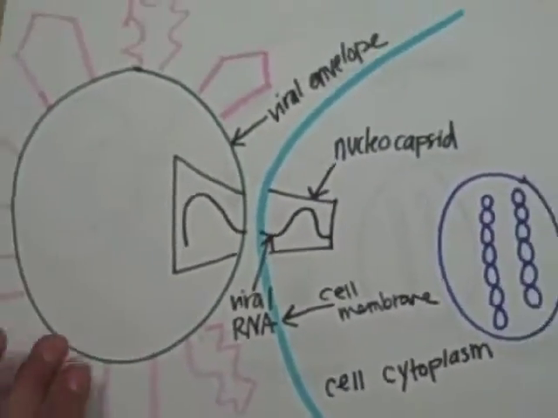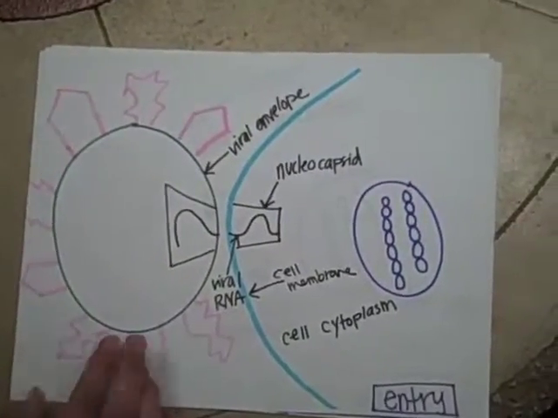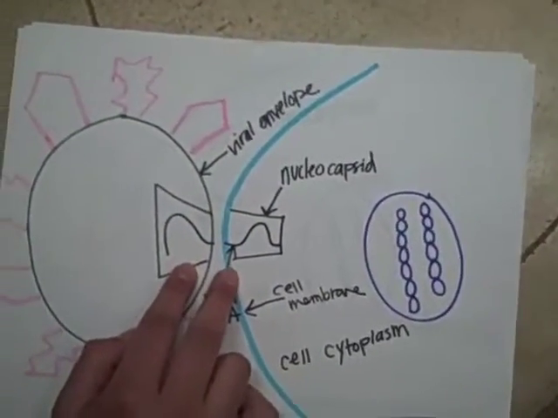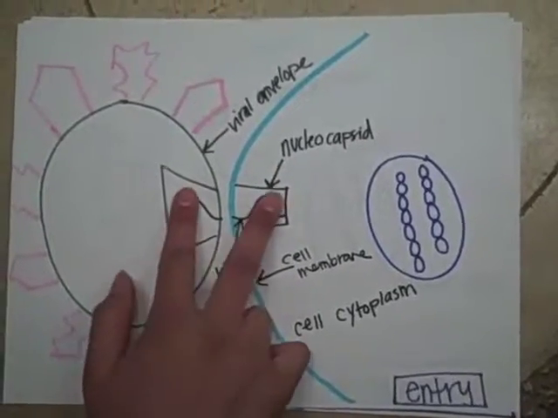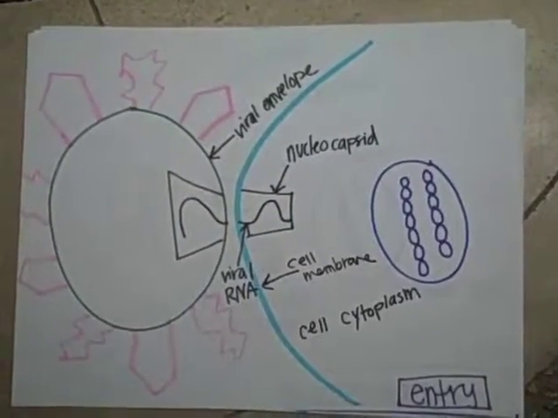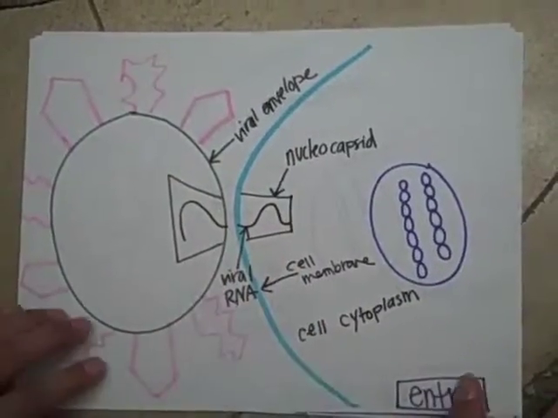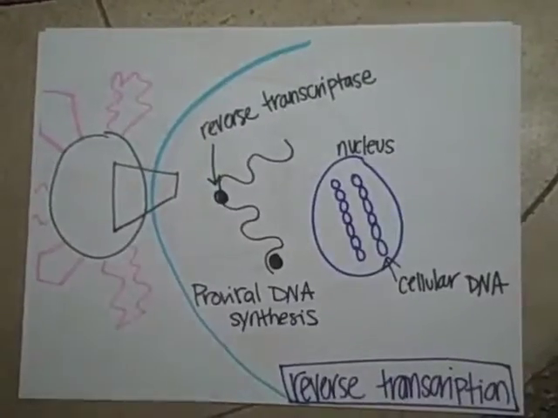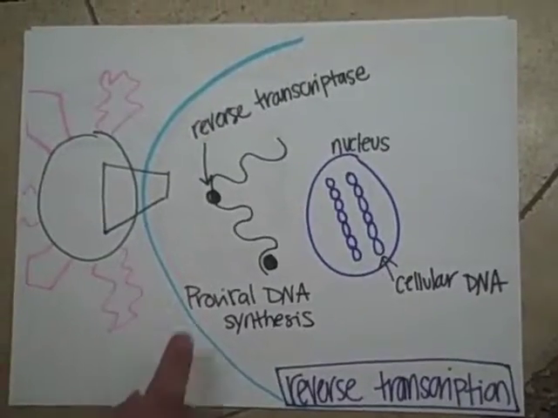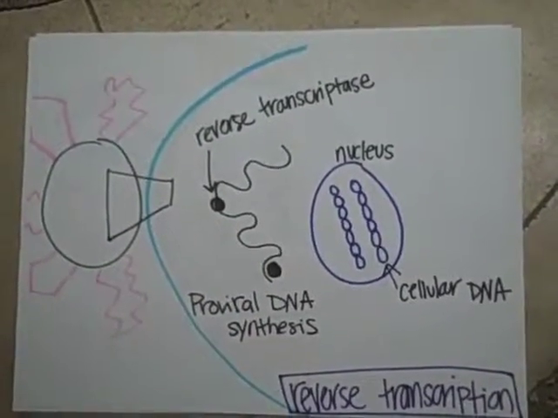After attachment is completed, viral penetration allows the genetic core of the virus to be injected directly into the cell's cytoplasm. The viral envelope and the cell membrane are brought into direct contact and melt into each other. In order to release the viral RNA into the cell, the nucleocapsid needs to be partially dissolved through the process of uncoating.